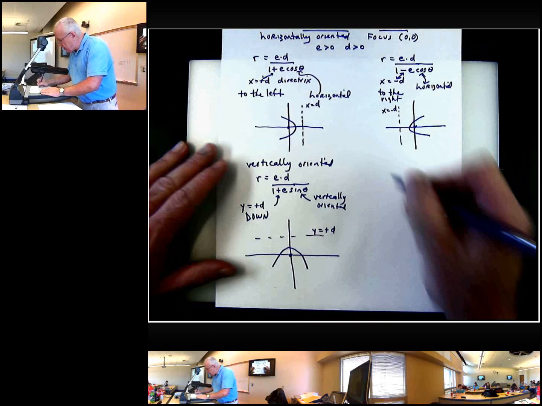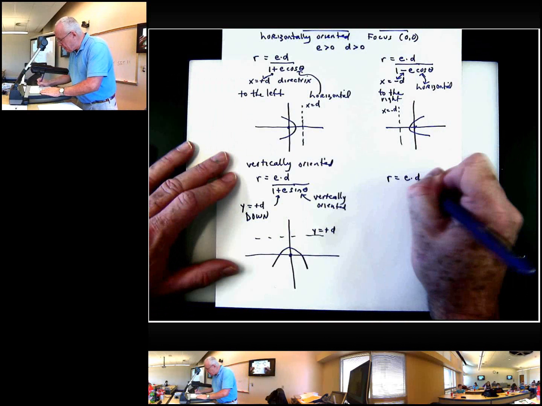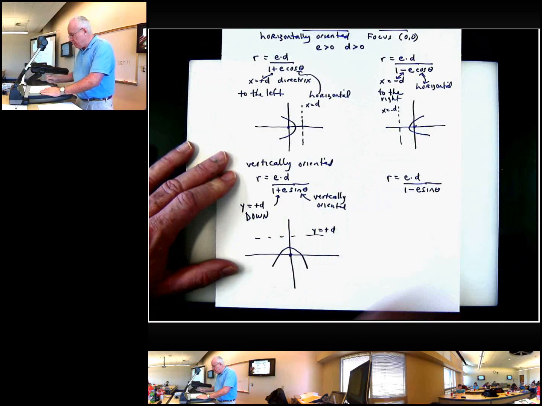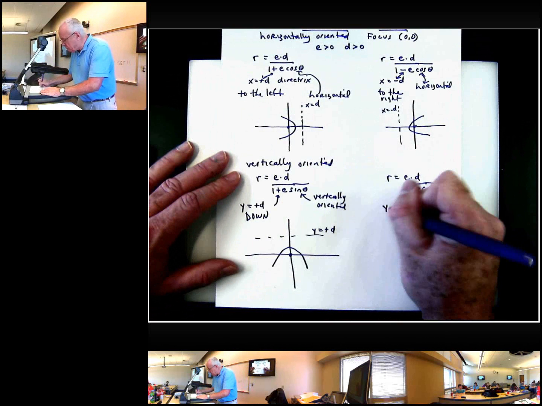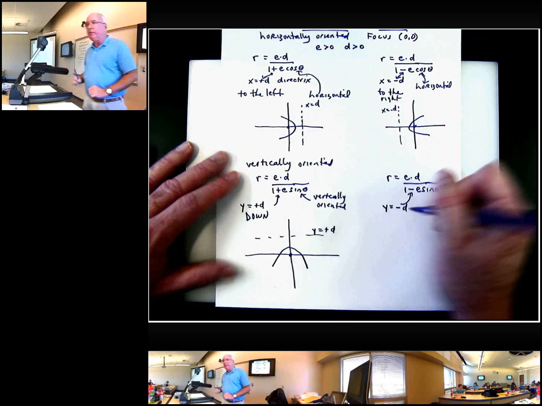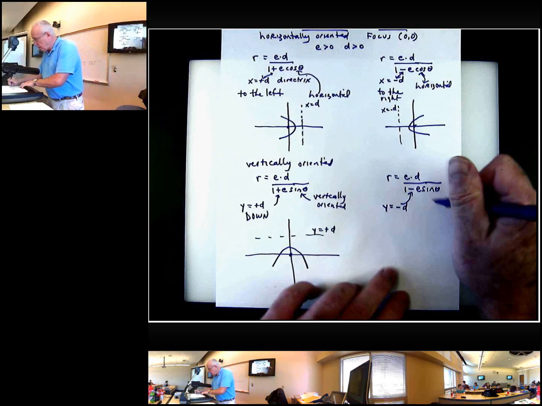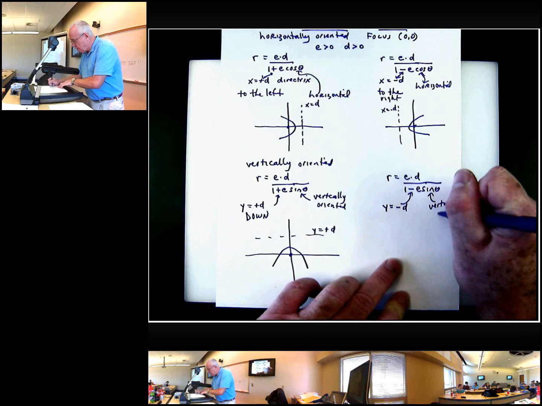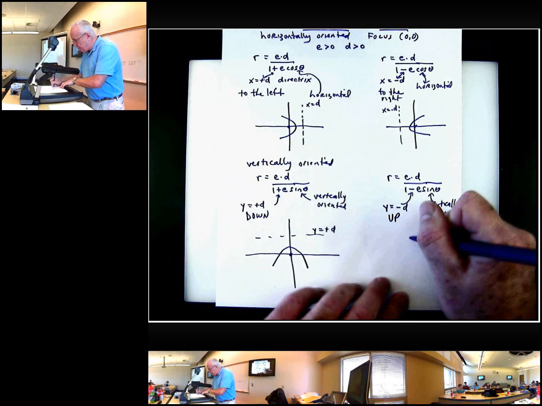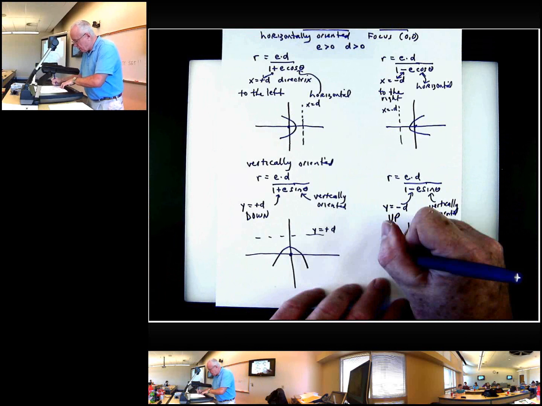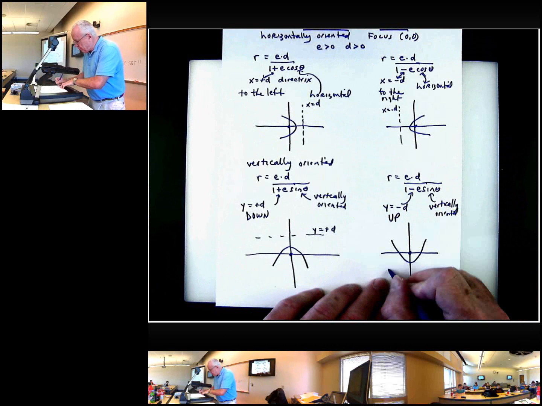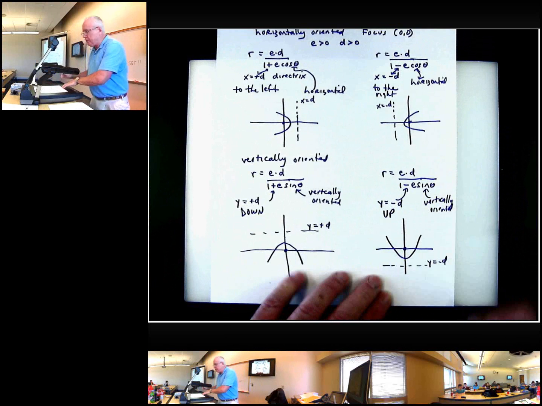Okay. And then finally, r equals e times d over 1 minus e sine theta. Because we have a minus, it's y equals negative d, a negative number. Again, the sine makes it vertically oriented. And this is going to be going upward. Focus is here, curve is here, directrix is down there, y equals minus d.